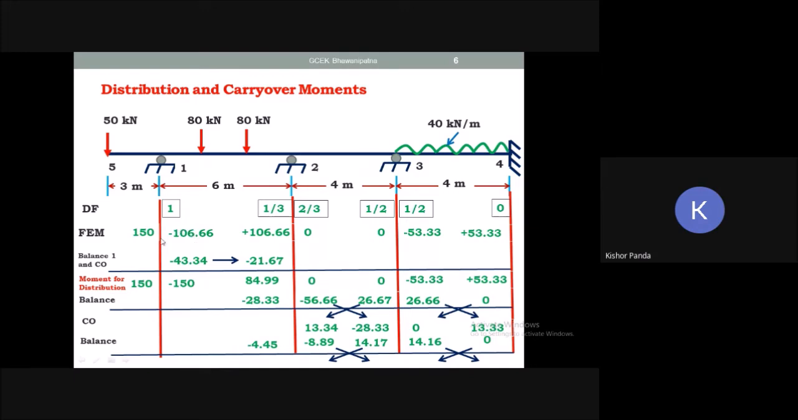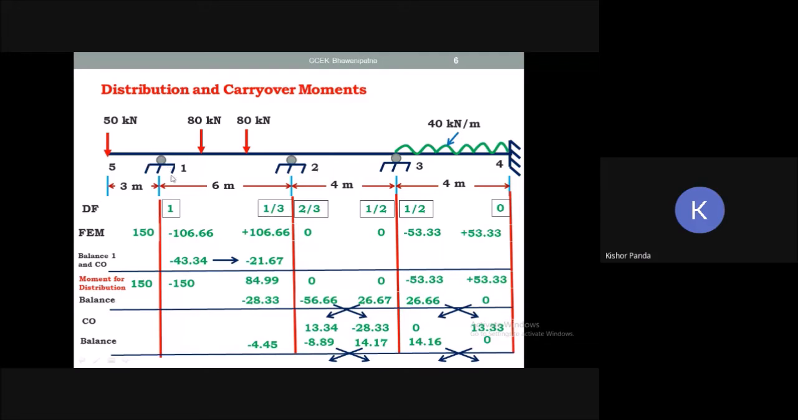So first you write the moments. This is 150, and here you got minus 106.66, and here you got MF21 plus 106.66, and MF23 you got 0, and MF32 got 0, and MF34 you got minus 53.33, and MF43 you got plus 53.33. So what you have to do here: when the end is overhanging, for that corresponding end, first you start the balancing and carry over.